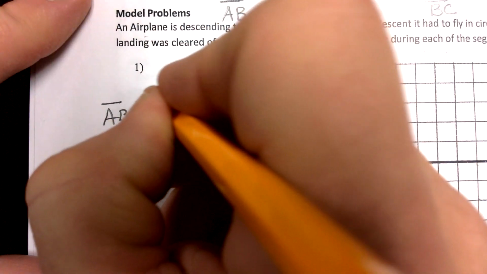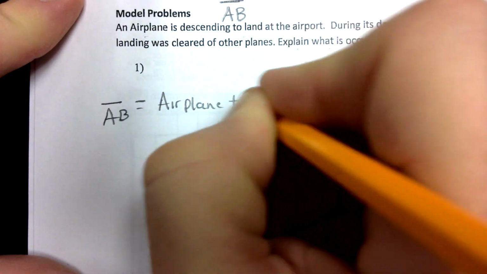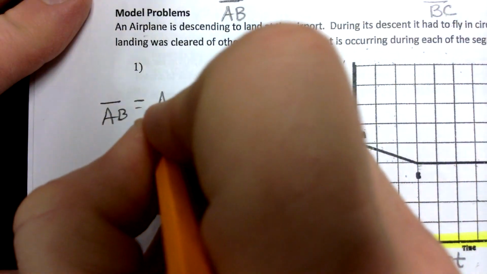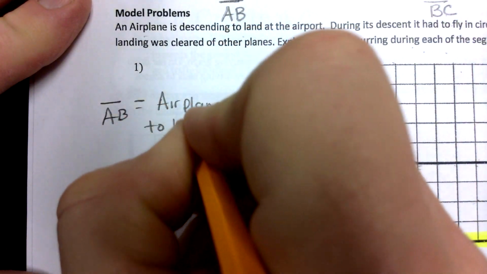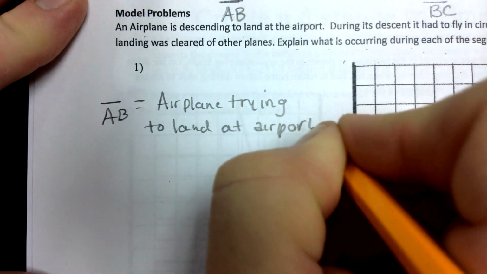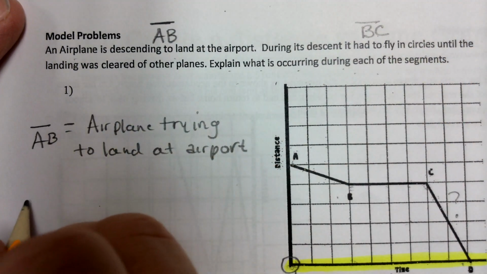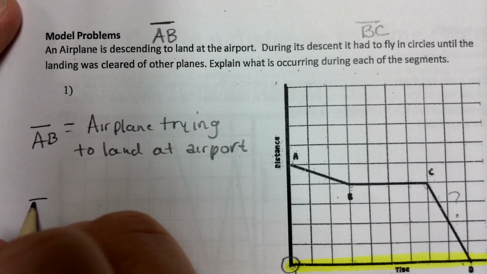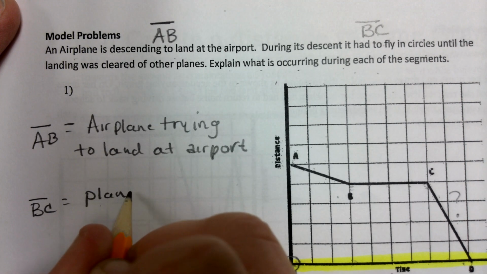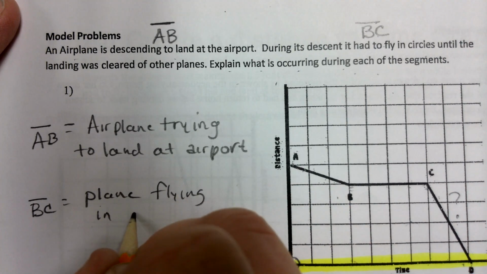So let's write that. Airplane trying. We don't need complete sentences here. We just need some notes. Airplane trying to land at airport. And if you look back for segment BC, it says it was flying in circles. So line segment BC is plane flying in circles.